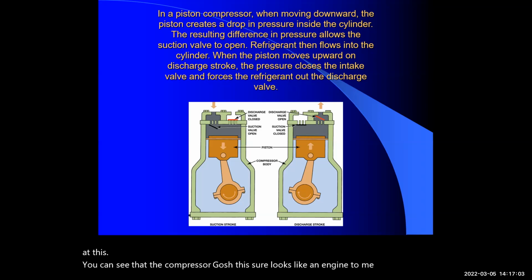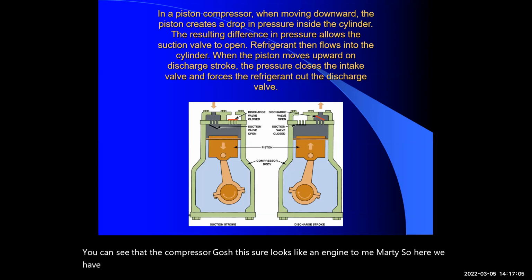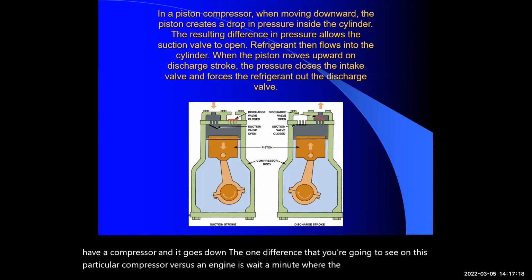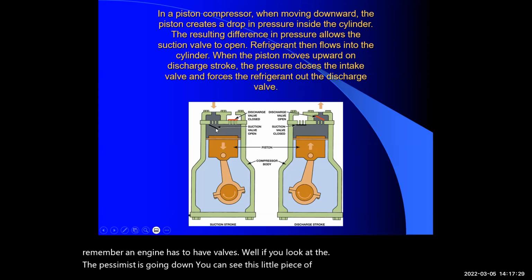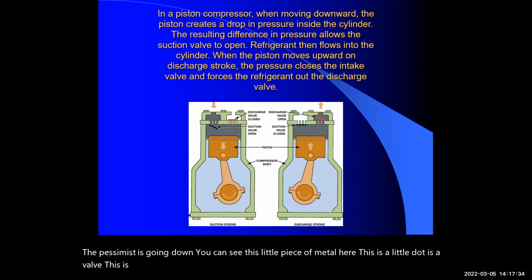So here we have a compressor, and it goes down. The one difference that you're going to see on this particular compressor versus an engine is, wait a minute, where are the valves, Marty? I remember that an engine has to have valves. Well, if you look at the piston as it's going down, you see this little piece of metal here. That is a valve. This is an actual valve.